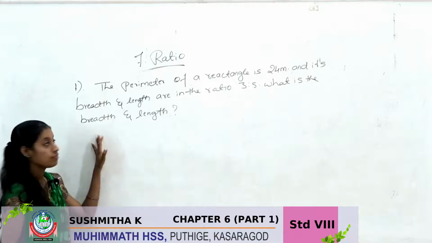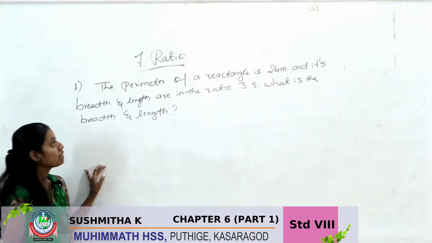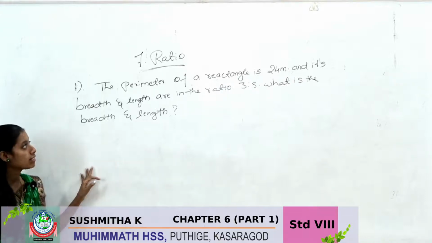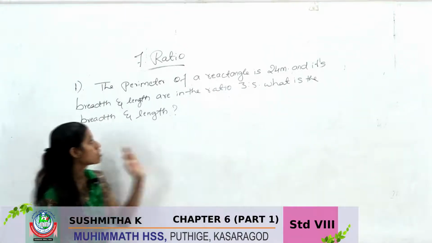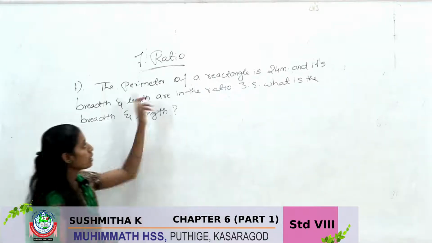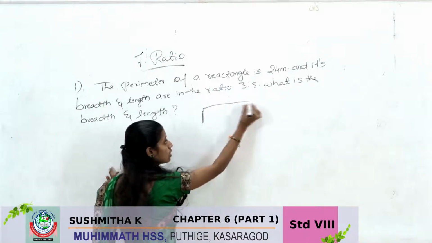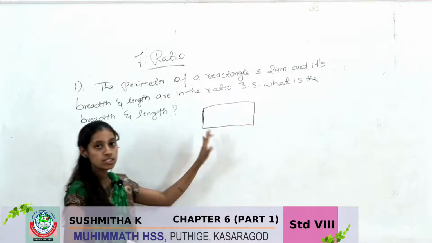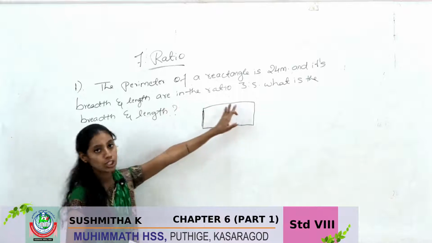So here the first activity is, the first example: the perimeter of a rectangle is 24 meter and its breadth and length are in the ratio 3:5. What is the breadth and the length? So here the perimeter of the rectangle is 24 meter. So in this rectangle, the perimeter is 24 meter and its breadth and length are in the ratio 3:5.